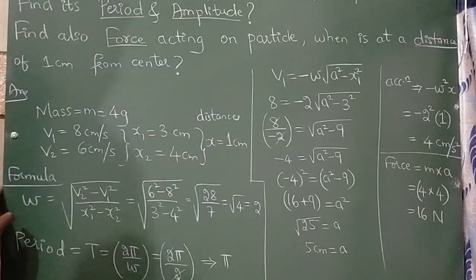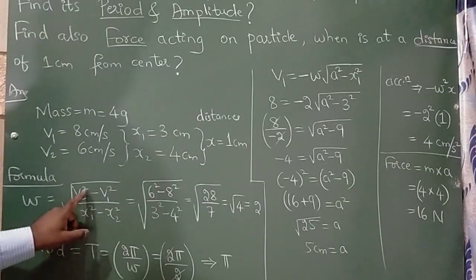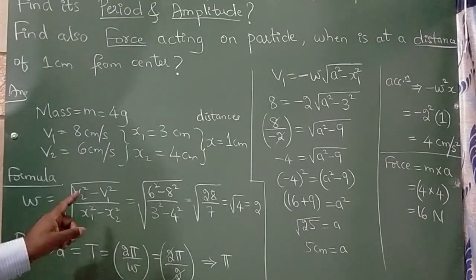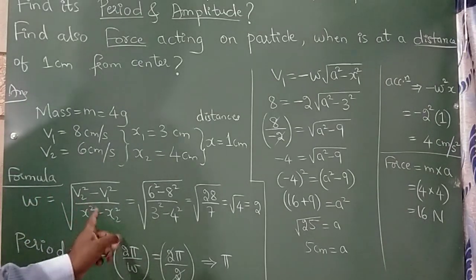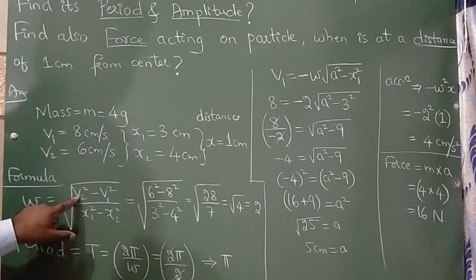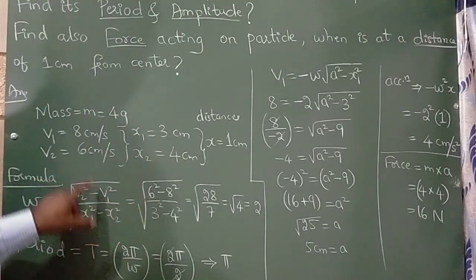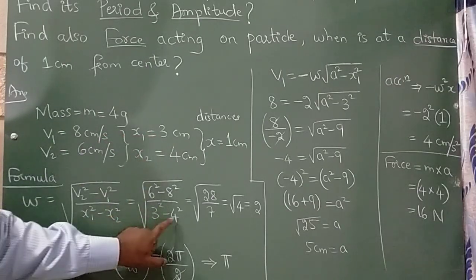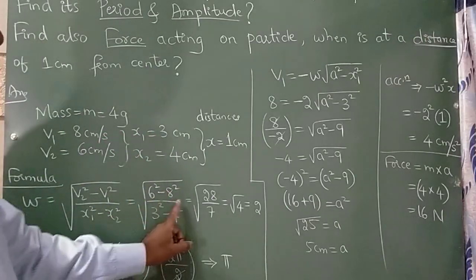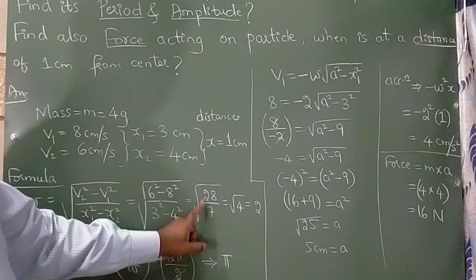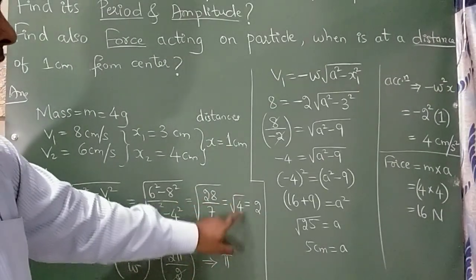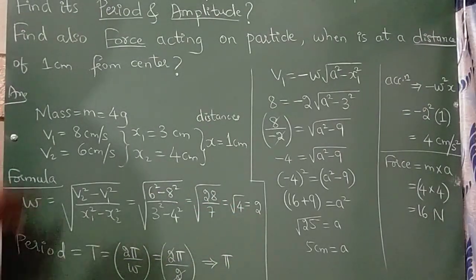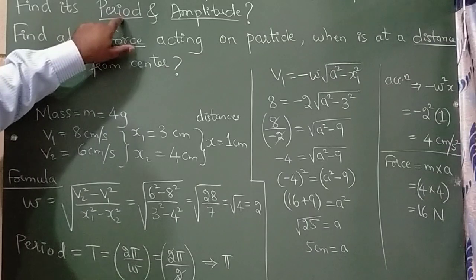Now there is a formula. Omega is equal to square root of v2 square minus v1 square divided by x1 square minus x2 square. We have already proved this in question number 10. That formula we have to apply here. What is v2? It is 6 square, minus v1 which is 8 square, x1 is 3 square and x2 is 4 square. So if you subtract and square this, then you will get 28 by 7. 7 ones are 7, 7 fours are 28, square root of 4 is 2. So omega, how much have we got? 2. Fine.